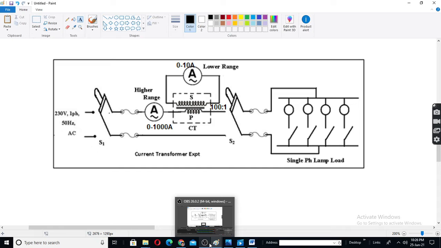So current in the primary is determined by the secondary circuit in a normal transformer. But in a CT, current in the primary is not dependent on the secondary circuit. Current in the primary depends only on the primary circuit.